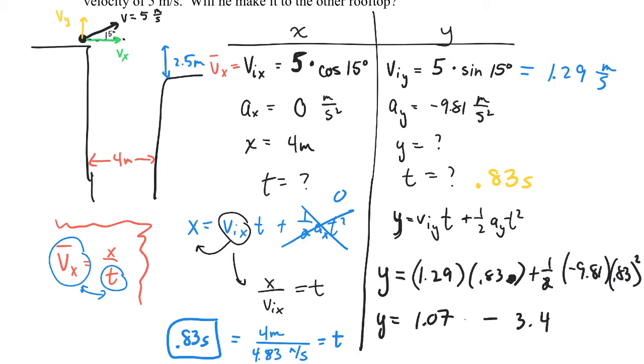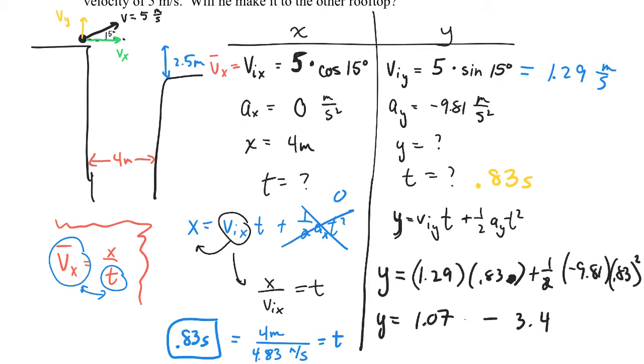First of all, it makes sense that my answer is negative, because which way is he falling? Yeah, down. If it's more than 2.5, what does it mean again? He made the jump. If he falls more than 2.5 meters, he's not going to reach that cliff. He's going to end up down here at more than 2.5 meters. If it's less than 2.5 meters, he ends up here somewhere.